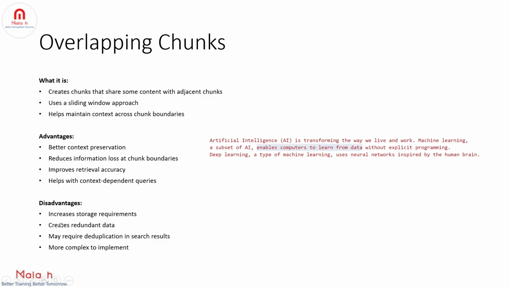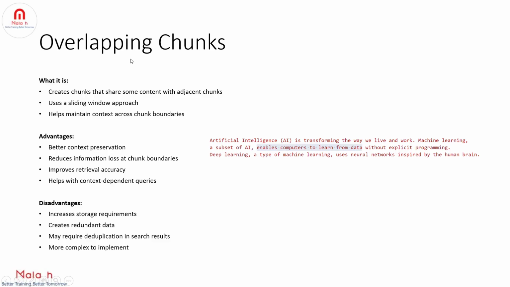And what is the disadvantage? Because we are trying to overlap, that means more tokens, right? So it increases storage requirements and it creates redundant data, right? So first chunk will have this data and second chunk also will have this overlap data, right? Which can create redundant data, and it may require deduplication in search results. So in your search results we may see duplicate results, right? And it is more complex to implement than other chunking methods.